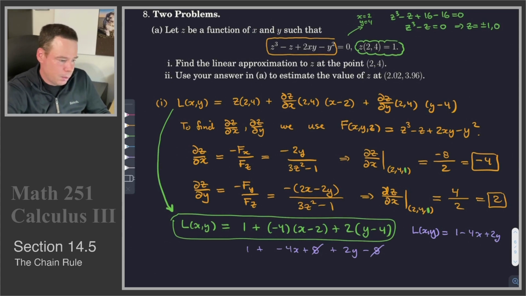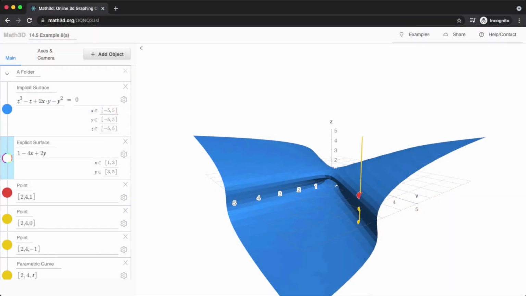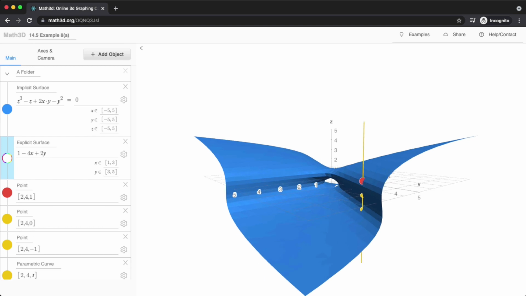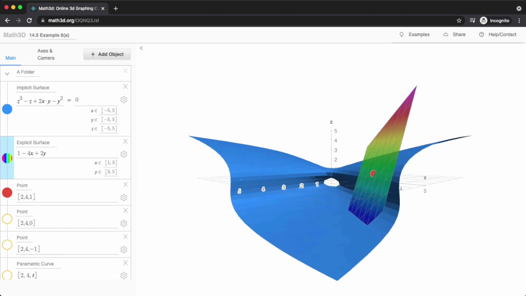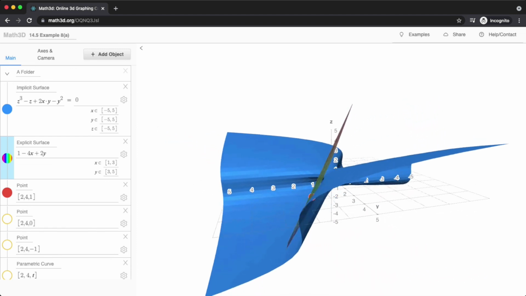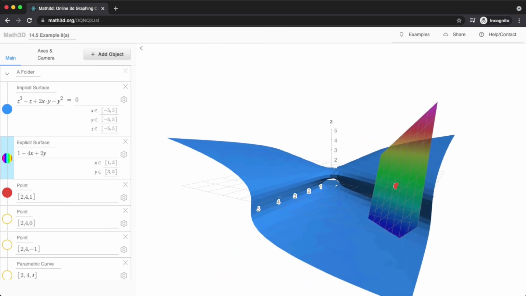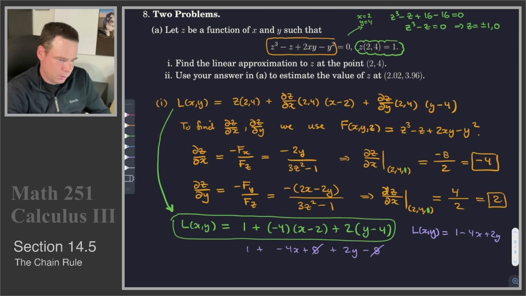So if I go back to our demo, and I'm interested in what's going on at that red point and plotting the plane, so I'll get rid of those other points in the line, and I'll plot that plane that I just constructed the equation for, the function that defines the plane, the linearization, 1 minus 4x plus 2y. When we plot it, that gives us the tangent plane to the surface at that point. And I can use that tangent plane to approximate other nearby points on the surface. So that's what we're going to do in the next part of this question.